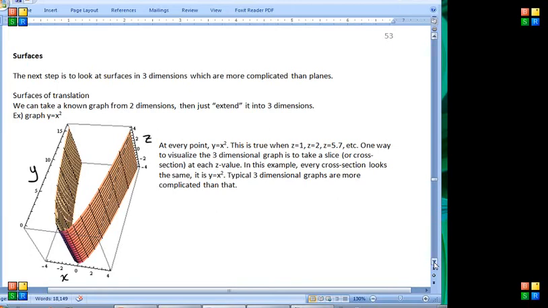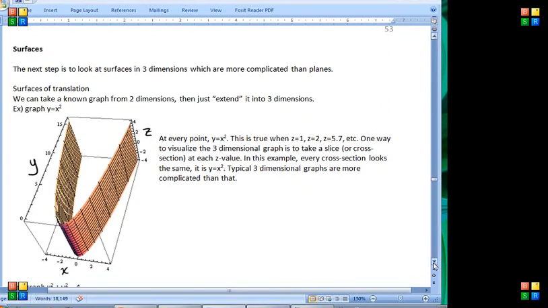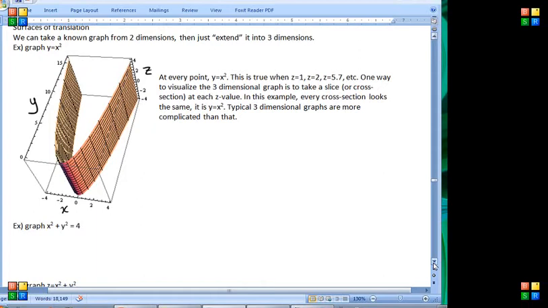And naturally, 3-dimensional graphs are typically more complicated than this, as we will see. So for example, how do we make the graph x squared plus y squared equals 4? In 2 dimensions, this is a circle of radius 2 around the origin, right. So how do we make this in 3 dimensions?